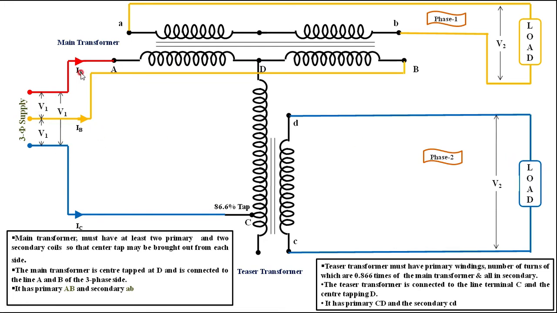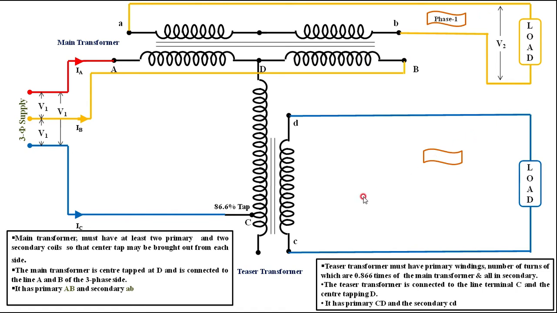That is, V1 is the primary voltage which is three-phase in nature, whereas V2 is a two-phase voltage across the two windings of the secondary of the main as well as the teaser transformer. The current drawn in the secondary of the main transformer is represented by I2M, whereas the current delivered by the teaser transformer is represented by I2T. This is how we have to draw the circuit diagram for the T connection.